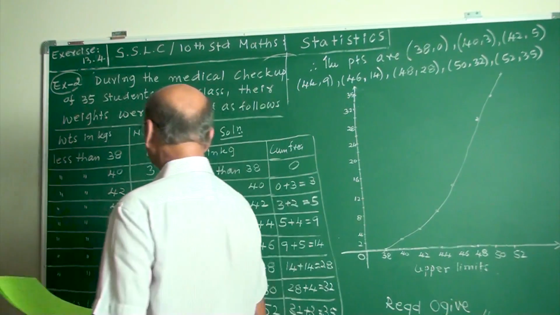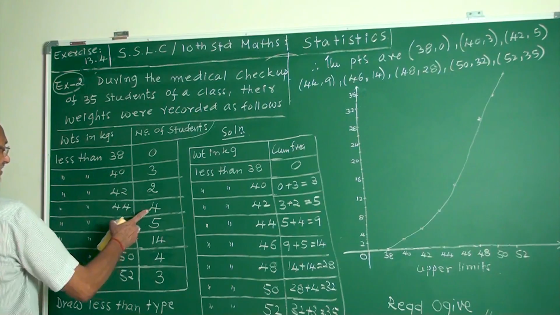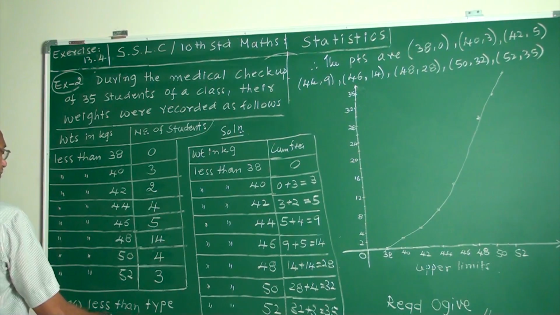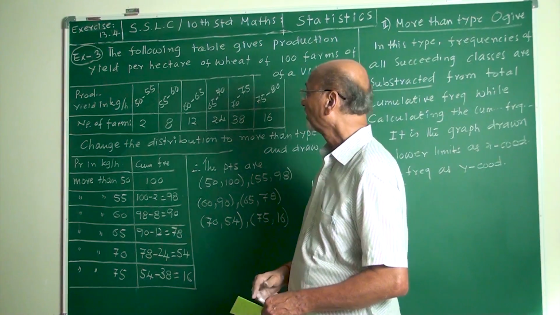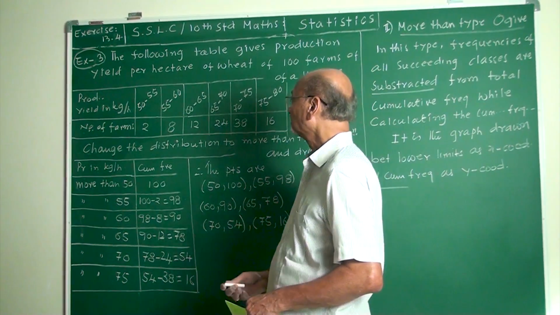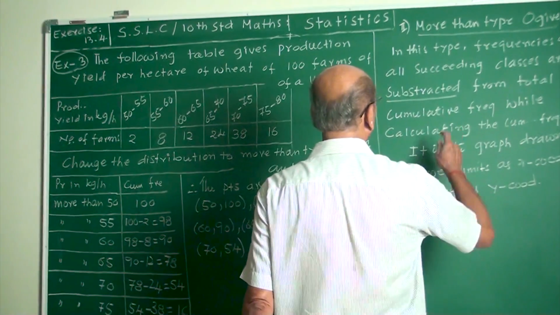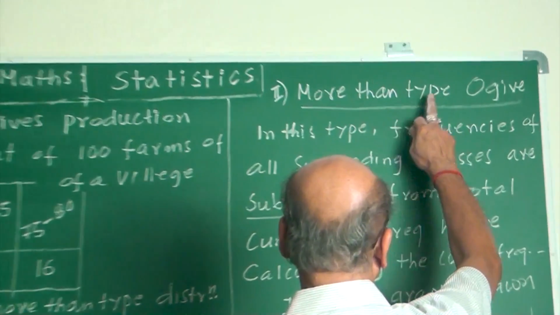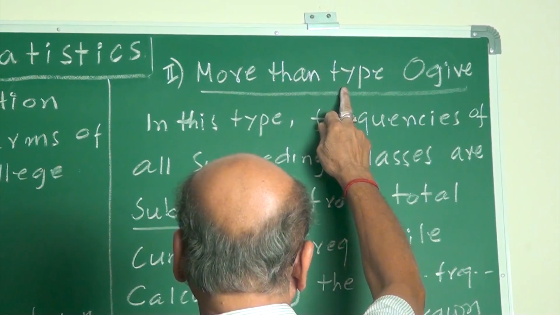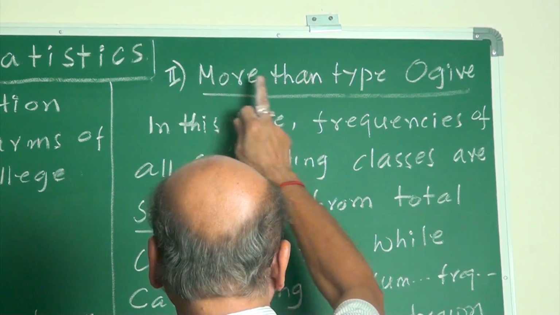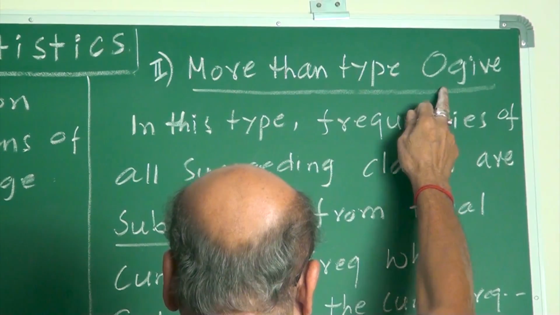More means you have to subtract in that case. Less than means you have to add, more than means you have to subtract. My friends, it is the second type, and that second type is the more than type Ogive. The earlier first type is what? Less than type.